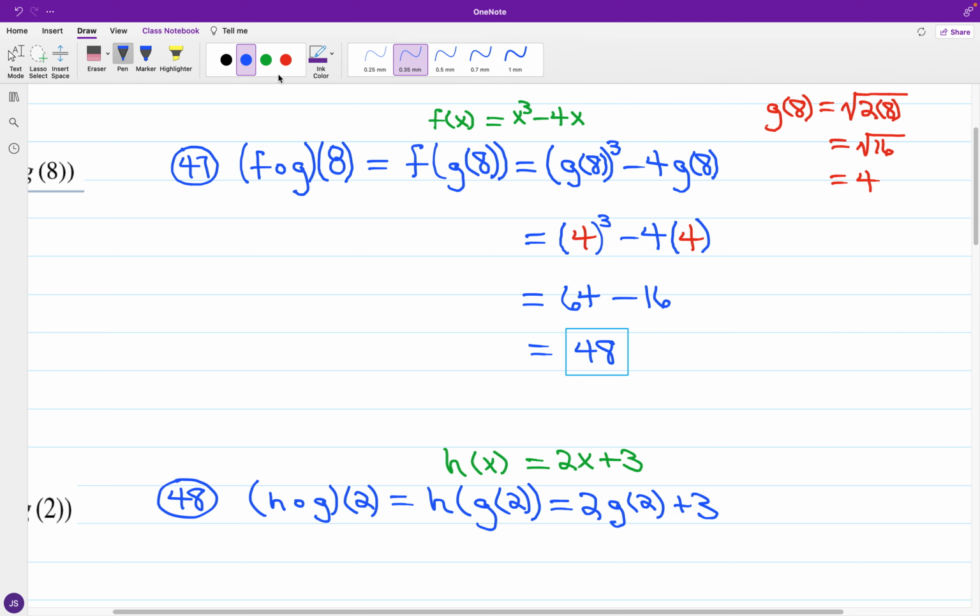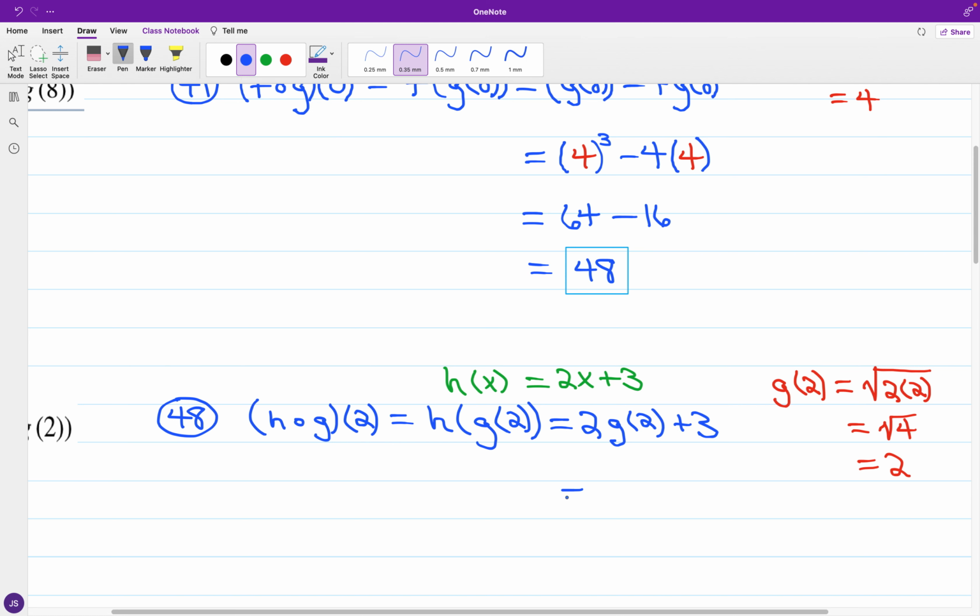And again, going back to g, if I specify the value of g of 2, g of x is equal to the square root of 2 times x, and with x at 2, I have the square root of 2 times 2. 2 times 2 is 4, square root of 4 comes out to 2. And inputting 2 for g of 2, we have 2 times 2 is 4, and 4 plus 3 is equal to 7. And that'll be the final answer in this problem.